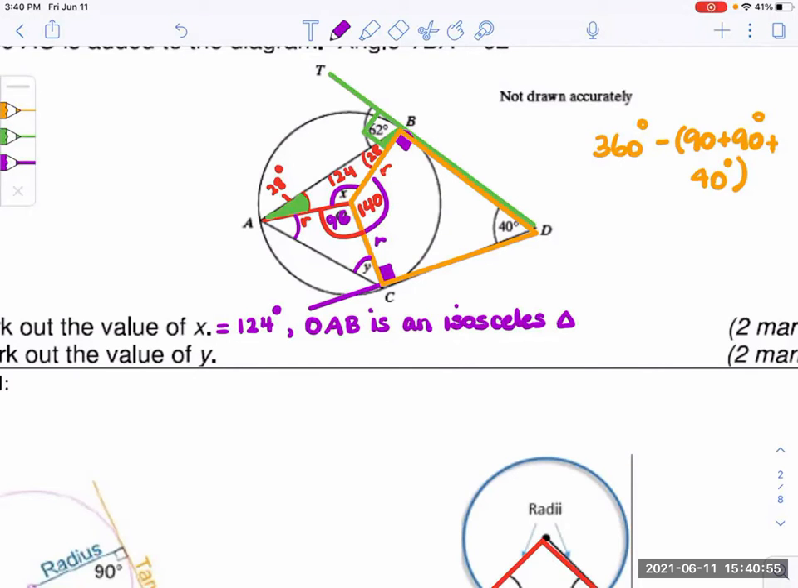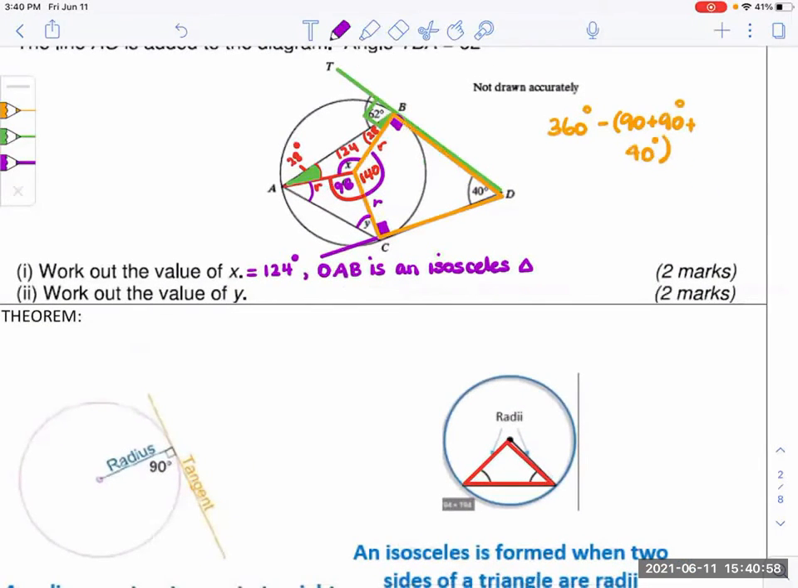So work out the measure of angle Y. 180 minus 96, divided by 2. 42 degrees, miss. Could somebody confirm that it is 42 degrees? Yes, miss. So OAC is an isosceles triangle. All right, we're going again.